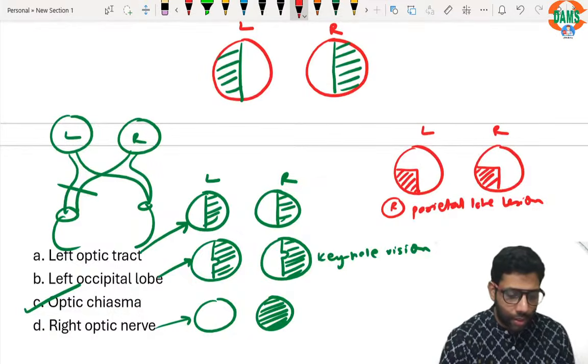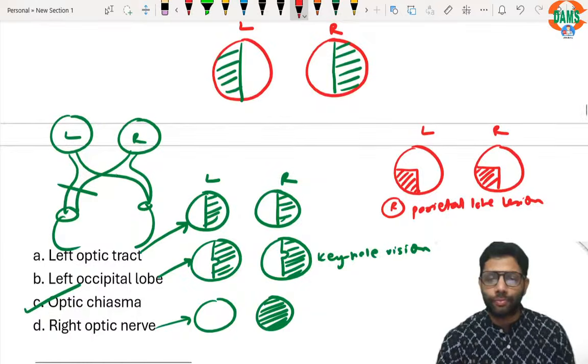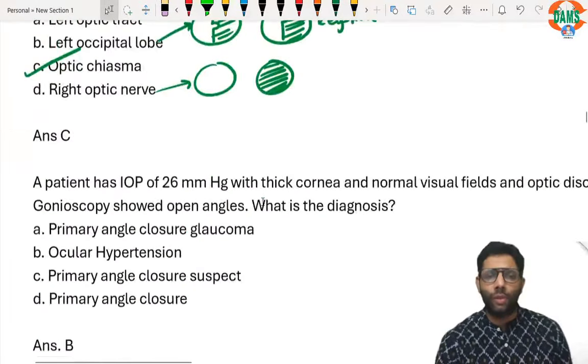Good. किसने आंसर किया ये? सबसे पहले खुशबू जी ने. Very good, खुशबू.